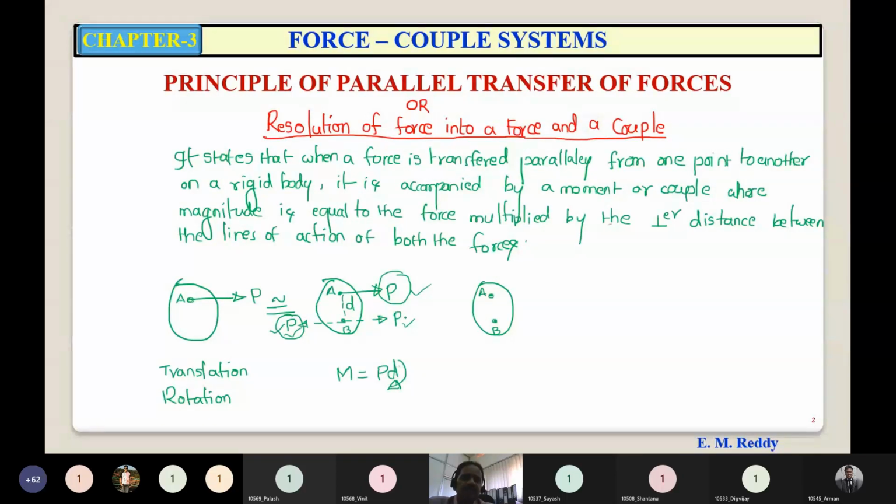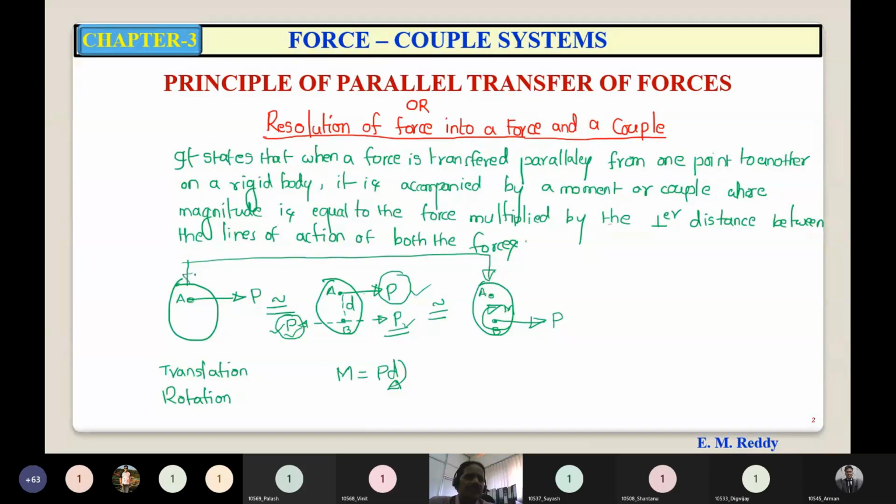But this force P is acting at B. We are not touching that force. So force P is acting at B. And we are replacing these two parallel forces with a clockwise couple of magnitude M, which is equal to P into D. Now, is there any change in the effect of the force system on the body? No. Simply, as per the definition, I am replacing these two parallel forces with a clockwise couple. Hence, there is no change in the effect. So, these two systems are equivalent. Therefore, the given system is equivalent to this final system.